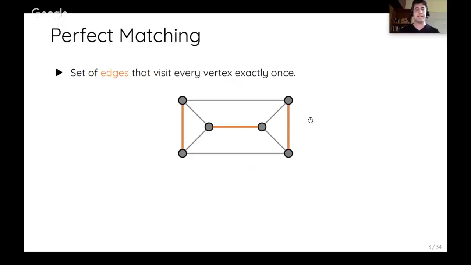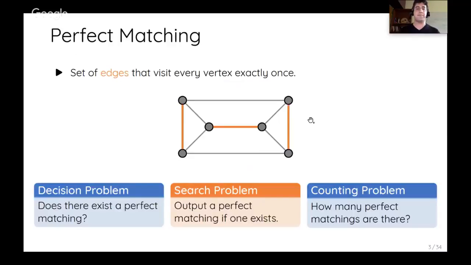There are basically three main computational questions you can ask about perfect matchings. I've written all of them here. This talk is about the middle one, so let's go over them. The decision problem is, given a graph, does it have a perfect matching? The search problem, which we are discussing today, is: if the graph has a perfect matching, output one of them. And there is also a counting problem, which is how many perfect matchings there are.